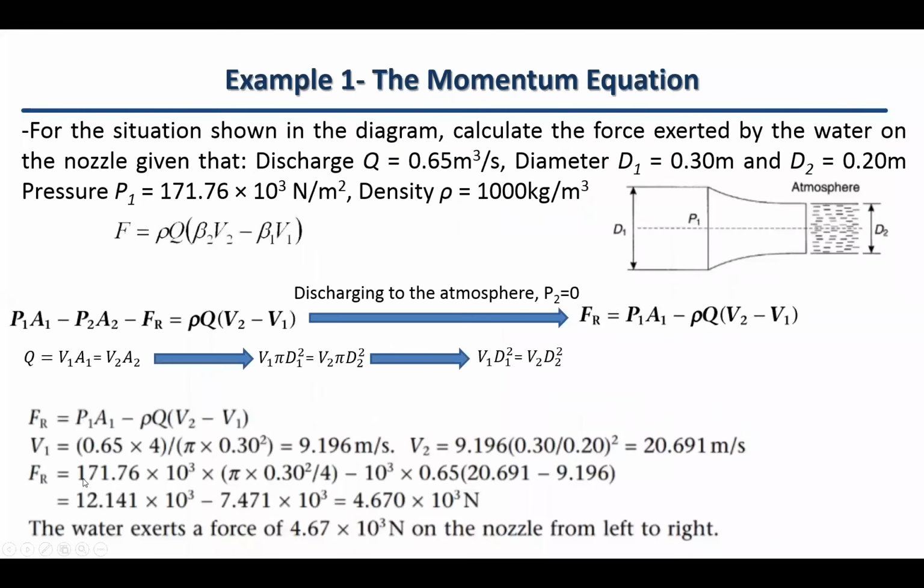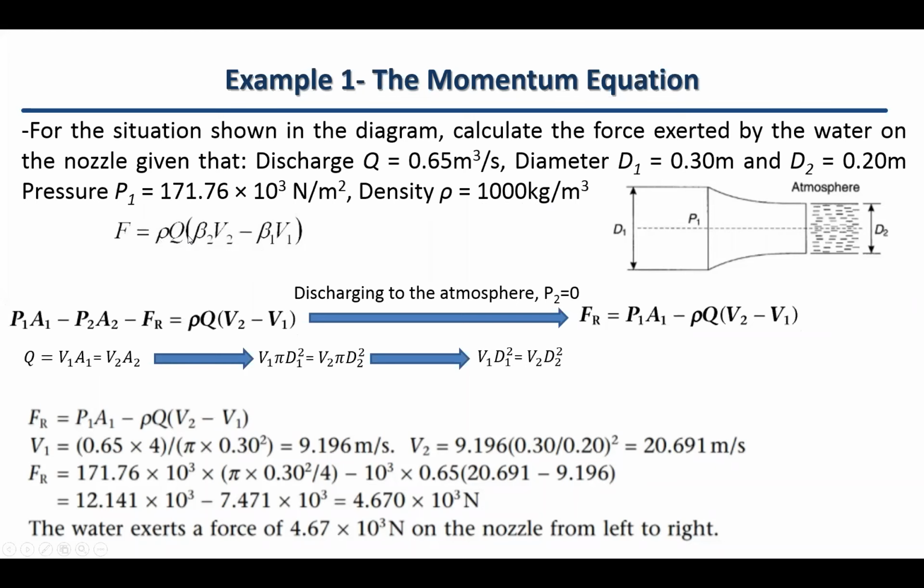For the situation in this diagram, we are supposed to calculate the force exerted on the water nozzle. These are the assumptions we have. Discharge is 0.65 cubic meters per second. Diameter D1 at the beginning of the nozzle is 0.3 meters, and D2 is 0.2 meters. So the diameter reduces from 30 to 20 centimeters. The pressure at the beginning is 171.76 thousand newtons per square meter, and the density of the water is 1,000.